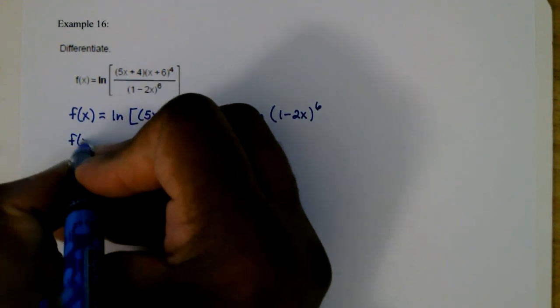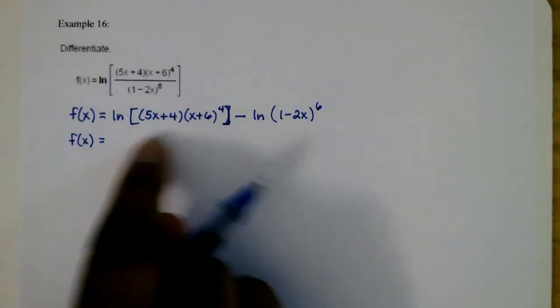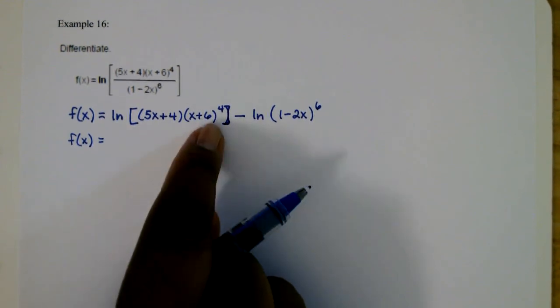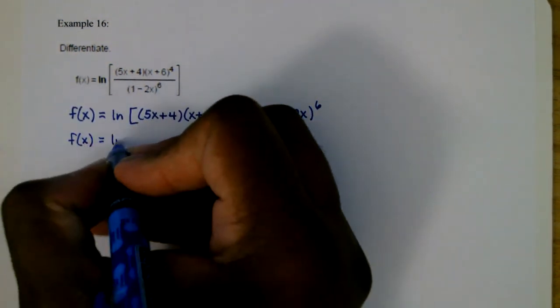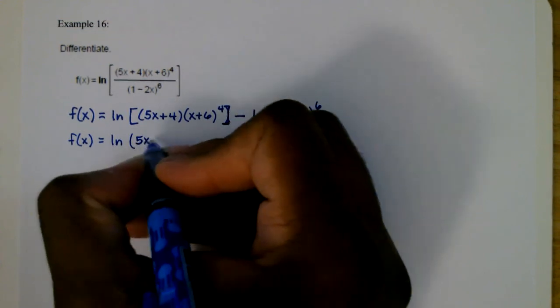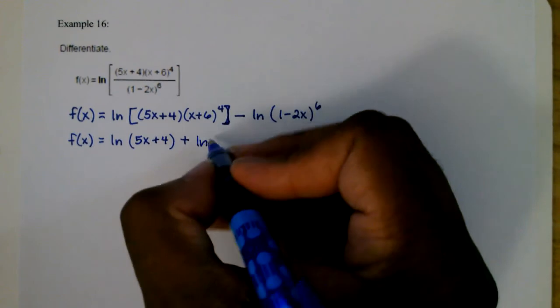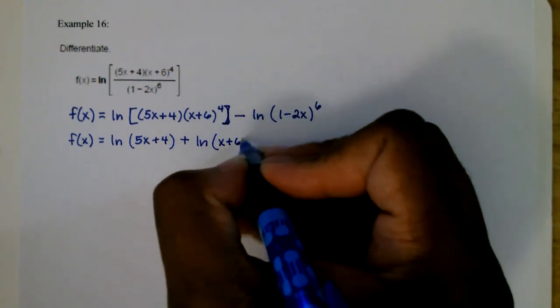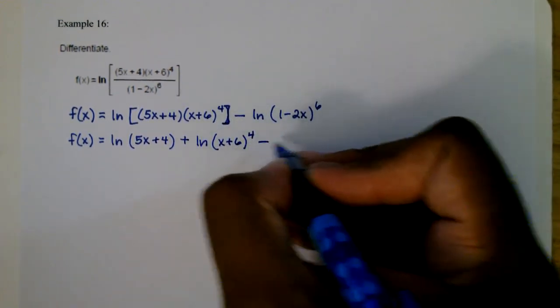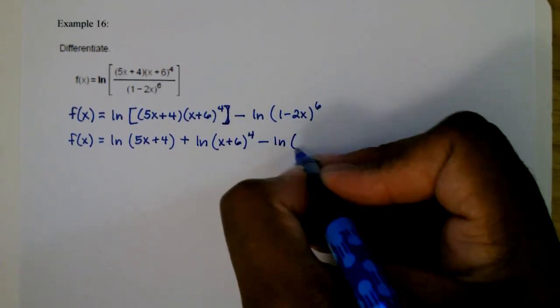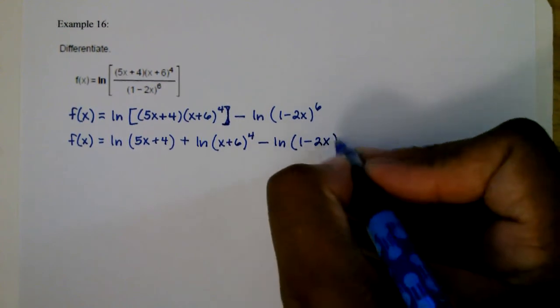Okay, I'm not done yet. I need to apply the product rule here because I got 5x plus 4 times the quantity x plus 6 raised to the 4th. Let's write that as a sum of their individual logarithms. So this will be ln of 5x plus 4 plus the natural log of the quantity x plus 6 raised to the 4th. And then I'm going to bring down minus ln of 1 minus 2x raised to the 6th.